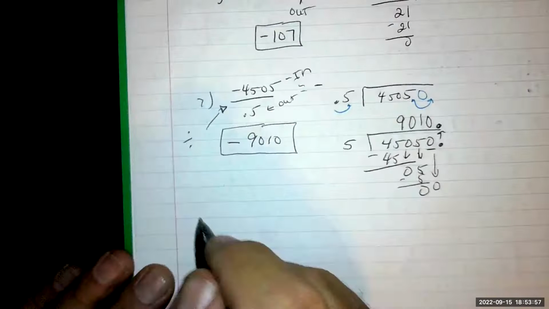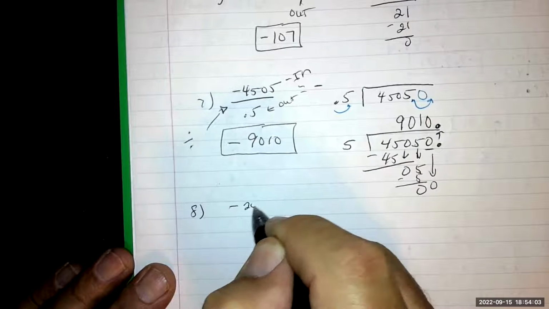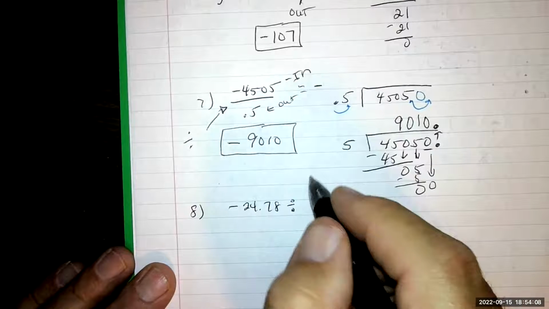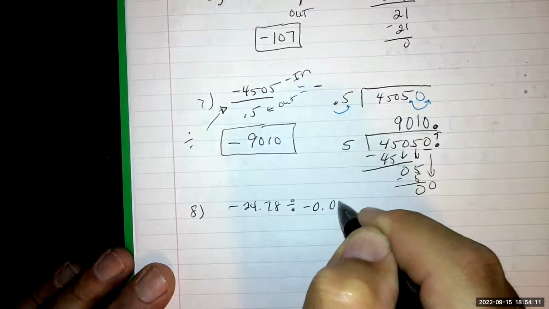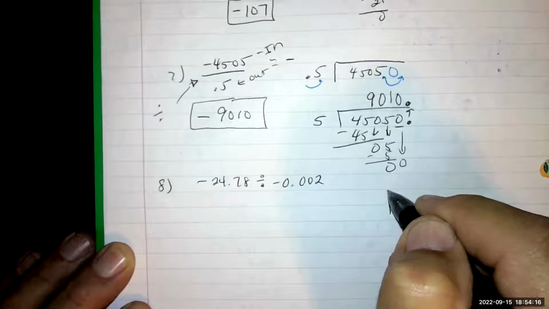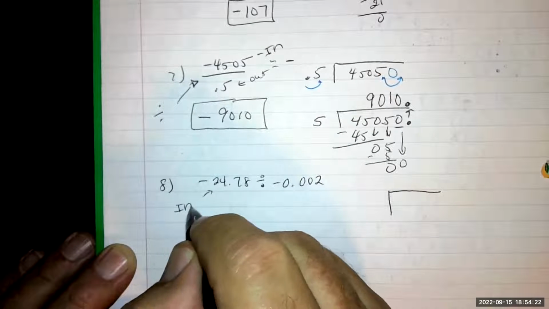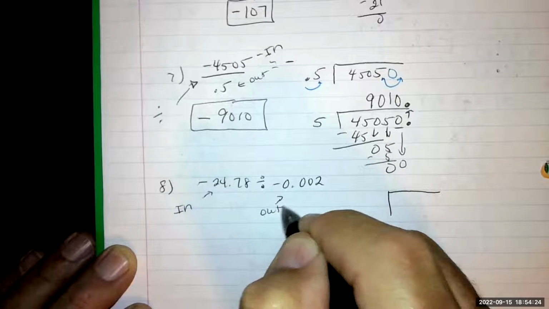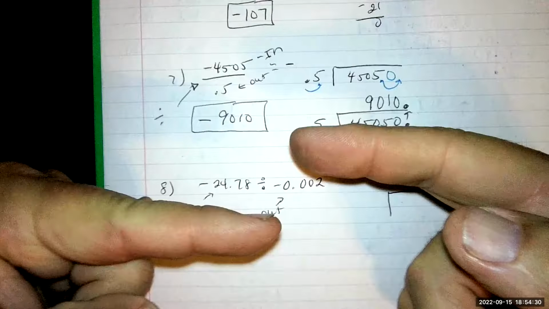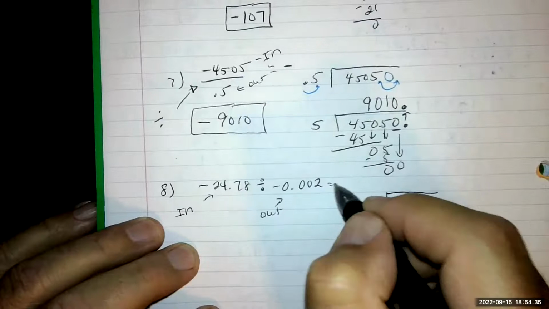Number 8. All right, it's another divide one. So again, I have a box. Let's see if you can remember: this one goes inside the box, this one goes outside the box. So here we go. Oh, look how many negatives I have. I have 2 negatives. When I multiply or divide, that makes a positive. So we know our answer already is going to be a positive.